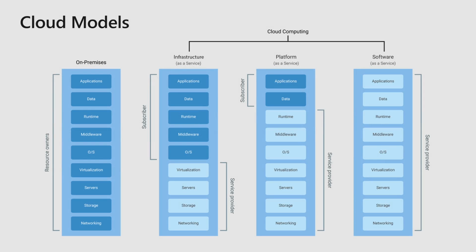Talking about some of the cloud models that we have, we have on-prem, where we have to manage everything: the network, the storage, the servers, the virtualization, and also the OS, the middleware, so basically everything. If you move to cloud computing, the big advantage is that the last four pieces, virtualization, servers, storage, and networking, are no longer managed by you. They are managed by the service provider, and that's awesome. But you still manage the operating system, the middleware, etc.